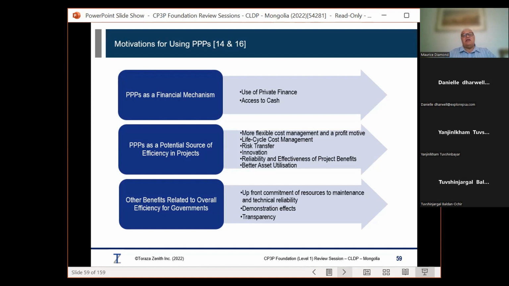The next one is a potential source of efficiency in projects. So more flexible cost management. Now, remember, there is a problem here. Basically, with every PPP contract, we are actually tying up the public sector budget for a number of years. For however many years that contract is in play, that money has to be paid out to the contract. So, in fact, we have greater rigidity of budgets. However, the private sector has more flexible cost management in the way that it's allowed to spend its money. So that's one of the benefits.